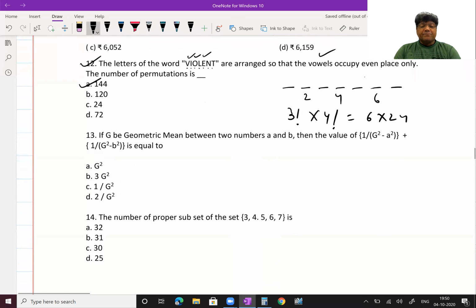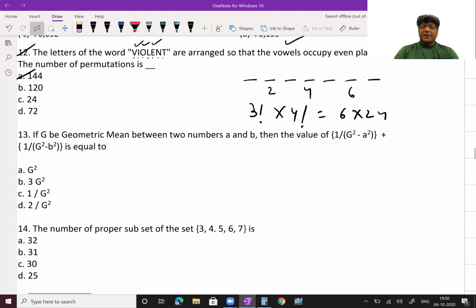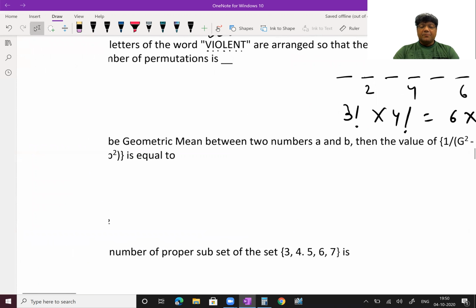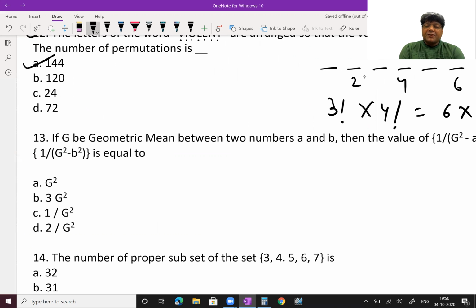Now, guys, question number 13. If G be the geometric mean between two numbers A and B, then the value of 1 by (G square minus A square) plus 1 by (G square minus B square) is equal to. Guys, if you apply the original method, G being the geometric mean between two numbers A and B means G is equal to the square root of the product of the two numbers. That is the meaning of geometric mean. So if I do the squaring, I will get G square is equal to AB.